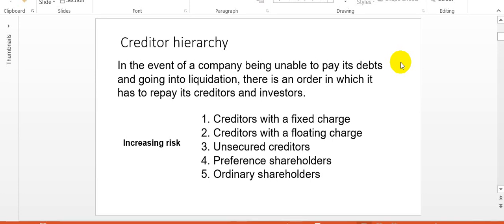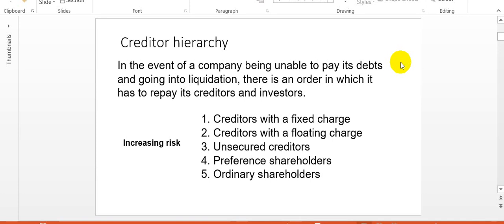The first in the hierarchy to be paid are those creditors with a fixed charge. The creditors with a fixed charge are those who have a caveat or a surety on a particular asset of the company. So these have to be paid first so that the caveat on that particular asset is released to enable the company or the liquidators to dispose of that particular asset, to generate the funds to pay out in a liquidation.